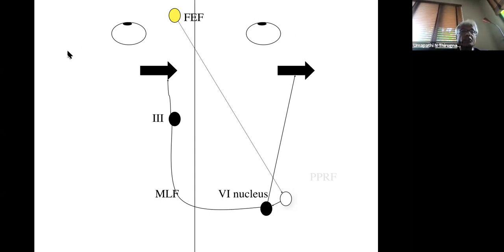So similarly, sorry, if I want to look to the right, the left frontal eye field will send a signal to my right 6 nucleus to initiate the movement. 6 nucleus, remember, is the gaze center, right? So in other words, this frontal eye field is initiating an impulse to this gaze center to initiate this movement.